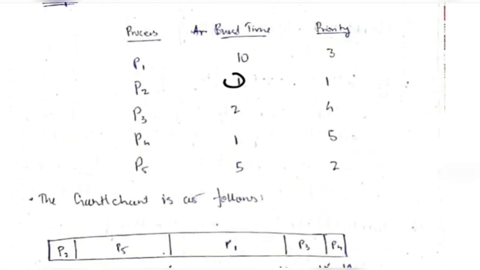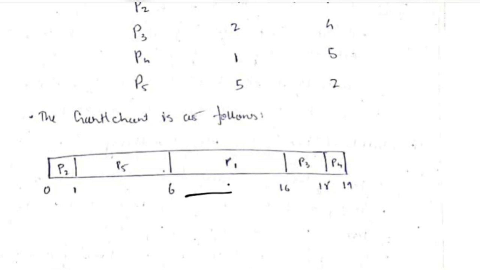So it will perform the task till 1 millisecond, and after that the second priority, which is P5, will perform the task for 5 milliseconds, and then the execution changes to P1. Like that, all the tasks will perform their executions based on the priorities.